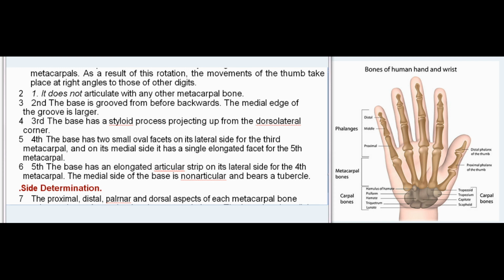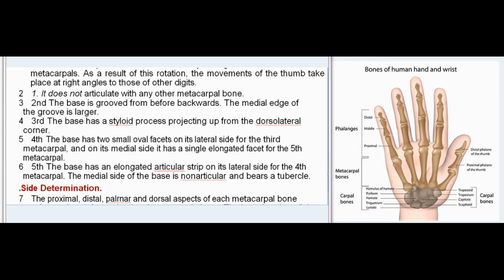3. The base has a styloid process projecting up from the dorsolateral corner. 4. The base has 2 small oval facets on its lateral side for the third metacarpal, and on its medial side it has a single elongated facet for the fifth metacarpal. 5. The base has an elongated articular strip on its lateral side for the fourth metacarpal. The medial side of the base is non-articular and bears a tubercle.